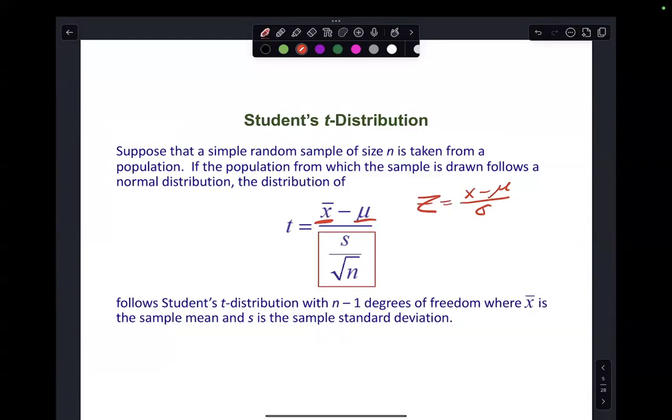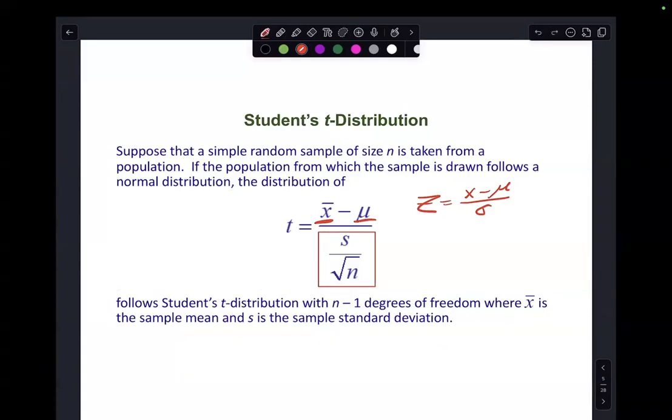The reason it is an S instead of a sigma is because it is a sample standard deviation. So it's the standard deviation of our sample. There's no reason to even do this if we know the population. And don't worry about this yet.